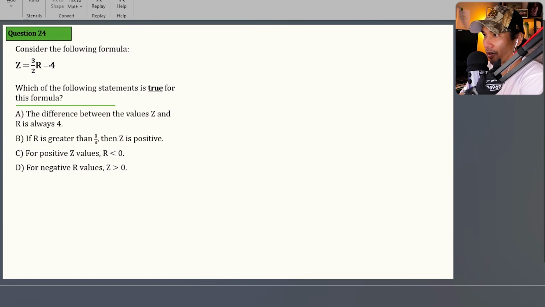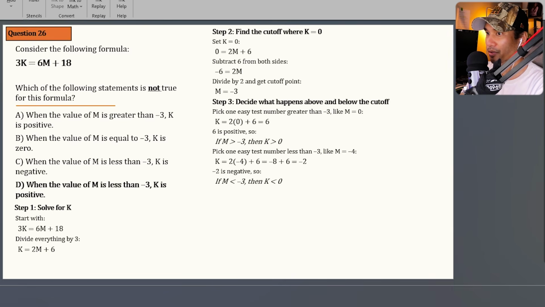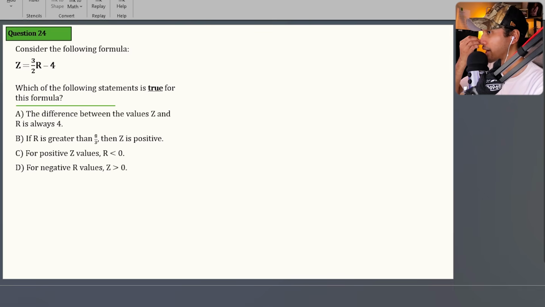Next question, 24. Consider the following formula. Which of the following statements is true for this formula? And notice I underlined true because in question 26, I put not true. That's where it gets a little difficult. So on 24, you guys got to pay attention to those things, because on the test, they may not underline it for you, and you might get one that says not true, and then you'll mess everything up. So, which of the following statements is true for this formula? Z equals 3/2 R minus 4.